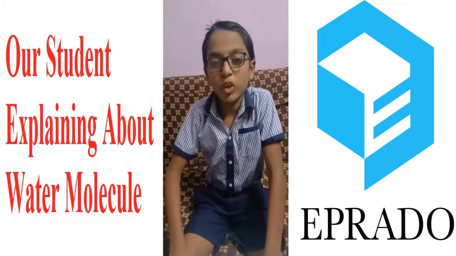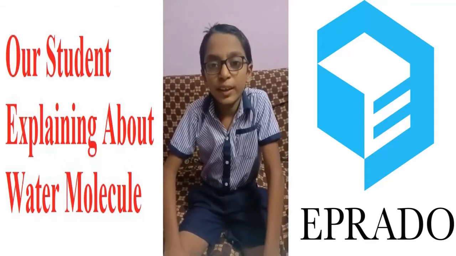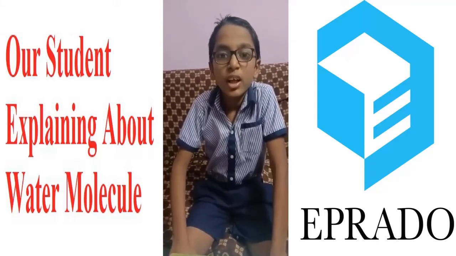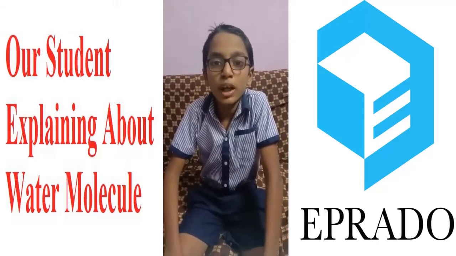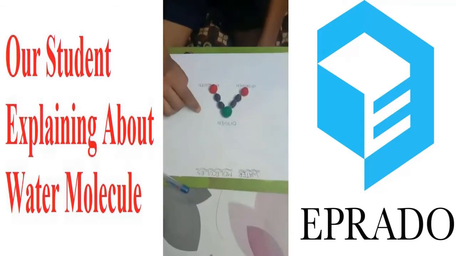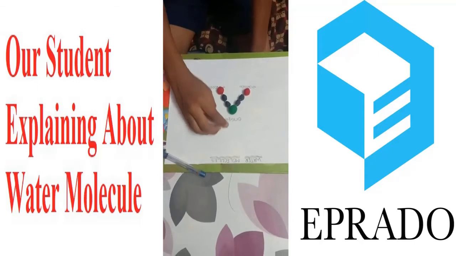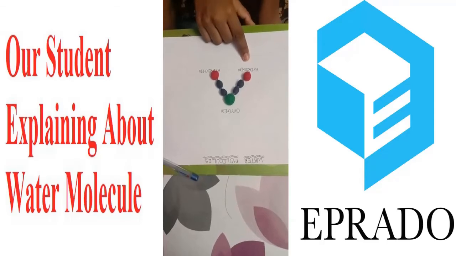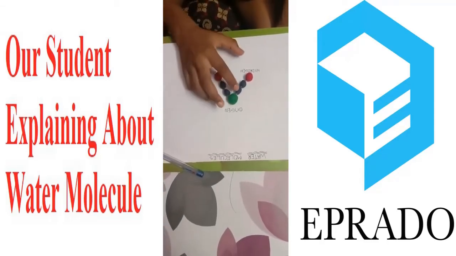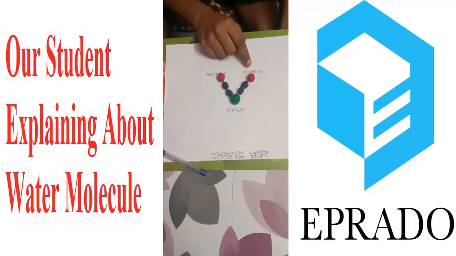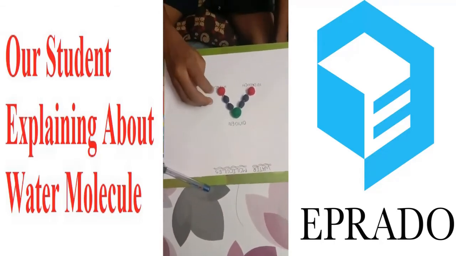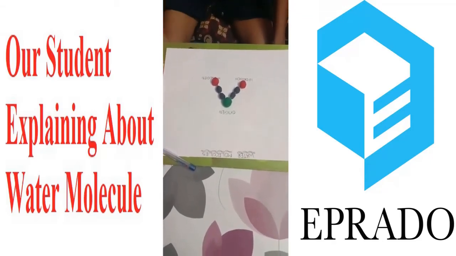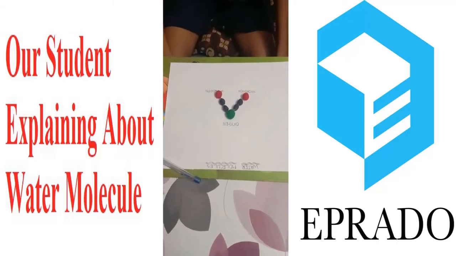I'm going to explain about water molecules. What is a molecule? A molecule is a group of atoms that combine together to make a structure. This is a model of water molecule. This is oxygen atom and these two are hydrogen atoms. The oxygen atom shares one electron with the hydrogen atom and also the hydrogen atom shares one electron with the oxygen atom. This is called atomic bonding. This is a structure of water molecule.